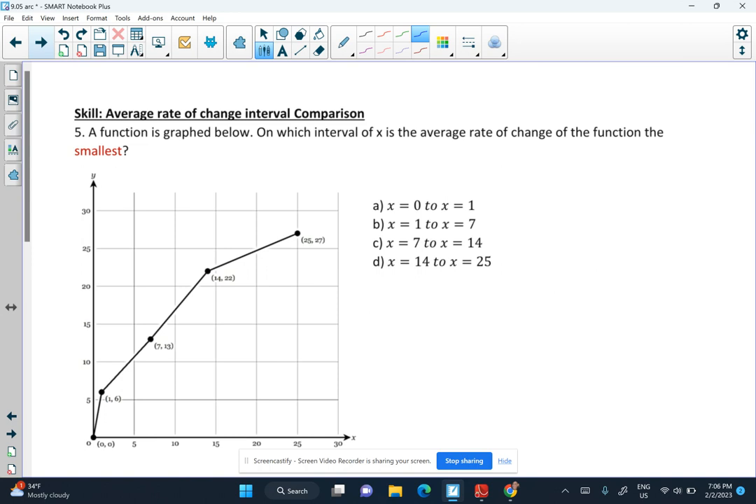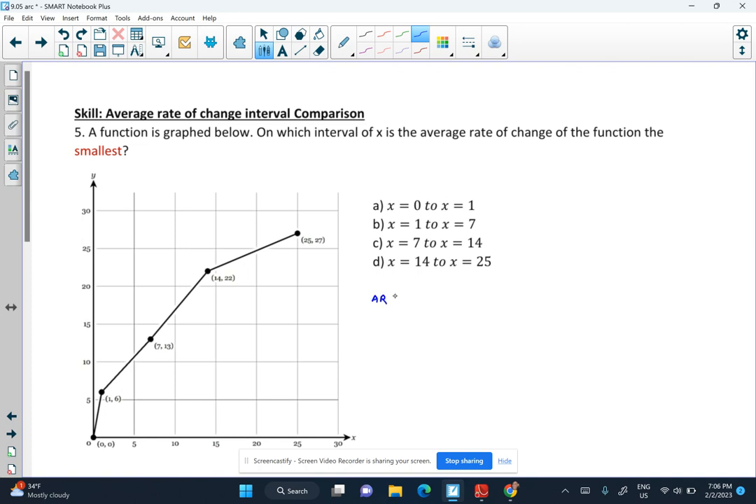Skill number 5. You're given this interval and a graph, and what they want you to do is compare the intervals and find which one has the smallest average rate of change. Now, I'm going to do it the long way first, but there is a shortcut to it. Basically, what you're doing is finding the average rate of change for each one.